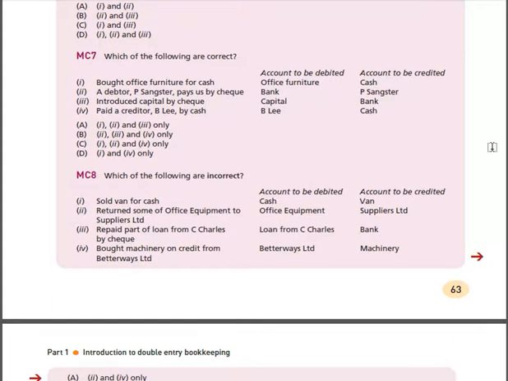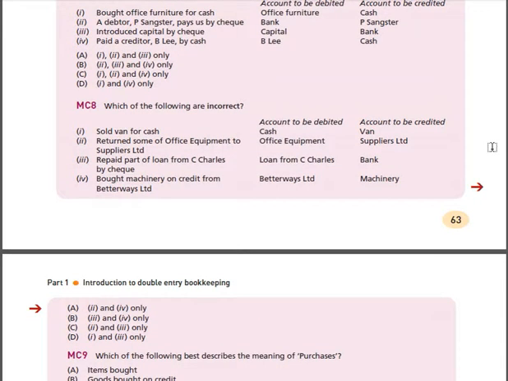For MC8, which of the following are incorrect? We look at the 4 entries and see which ones are incorrect. So sold van for cash. Cash would be debited and van would be credited. So this one is correct. Number 2, return some office equipment to suppliers. Office equipment is an asset. It has reduced, so it should be credited, and suppliers would reduce as well. When suppliers reduce, they would be debited. So we'll debit supplier and credit office equipment. Here it's done the other way around. So this is clearly incorrect.